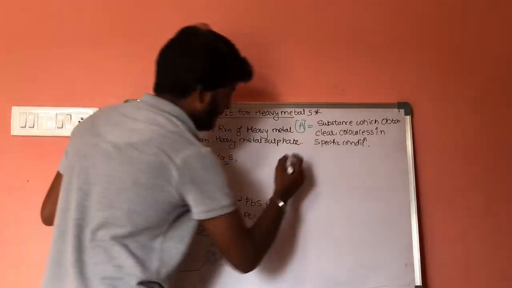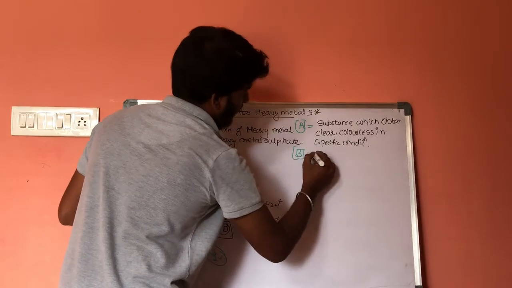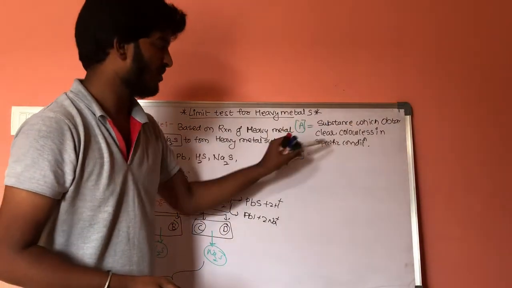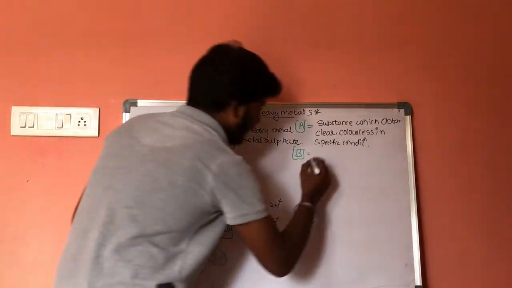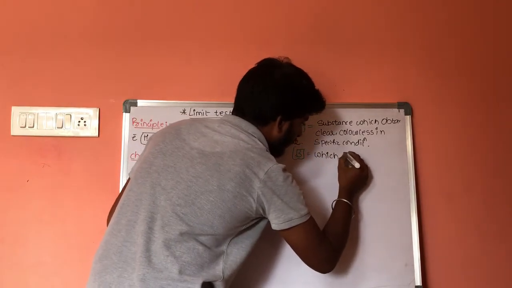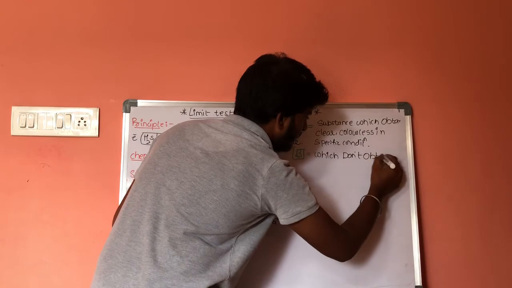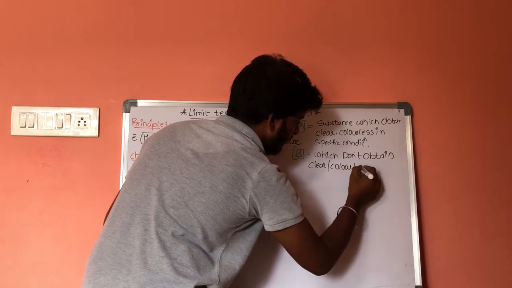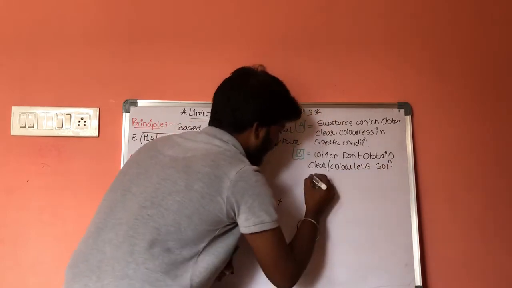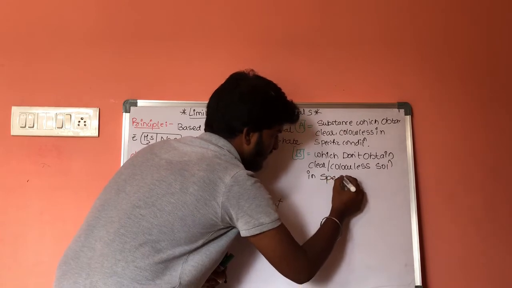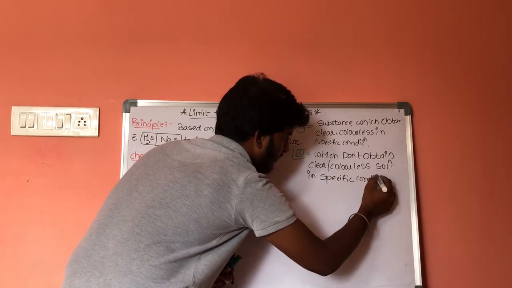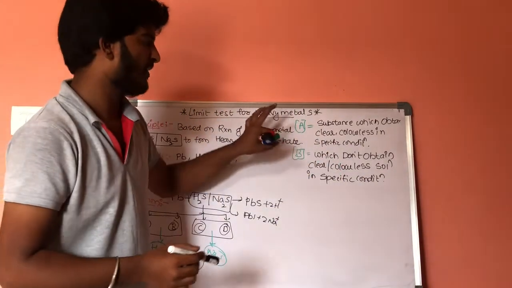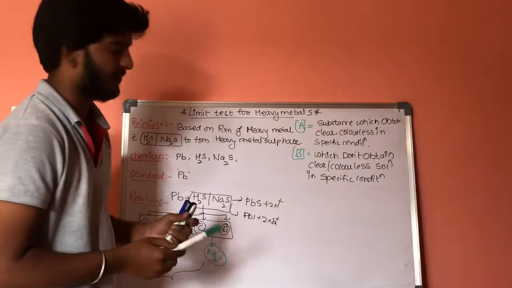And coming to method B, this method B is used for the substance which does not obtain clear colorless solution in specific conditions. Which do not obtain clear and colorless solutions in specific conditions. That is method B.